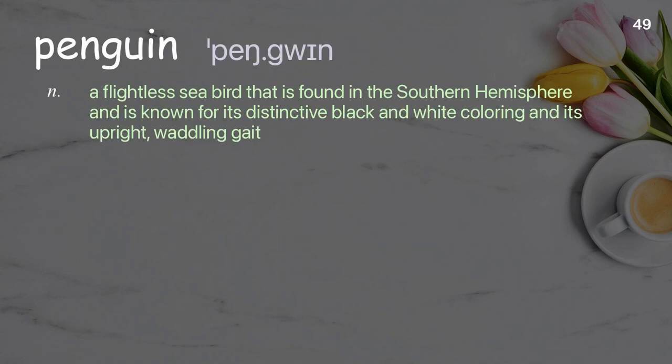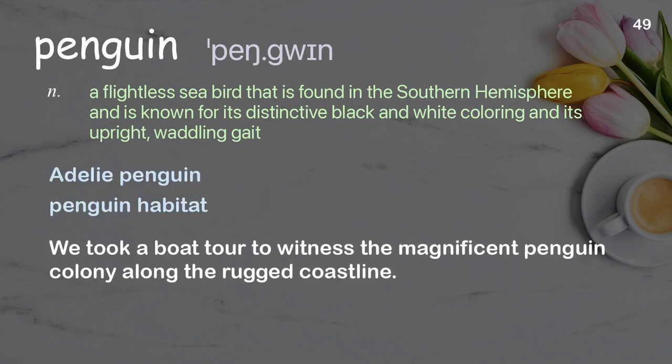Penguin. A flightless seabird that is found in the southern hemisphere and is known for its distinctive black and white coloring and its upright, waddling gait. Examples. Adélie penguin. Penguin habitat. We took a boat tour to witness the magnificent penguin colony along the rugged coastline.